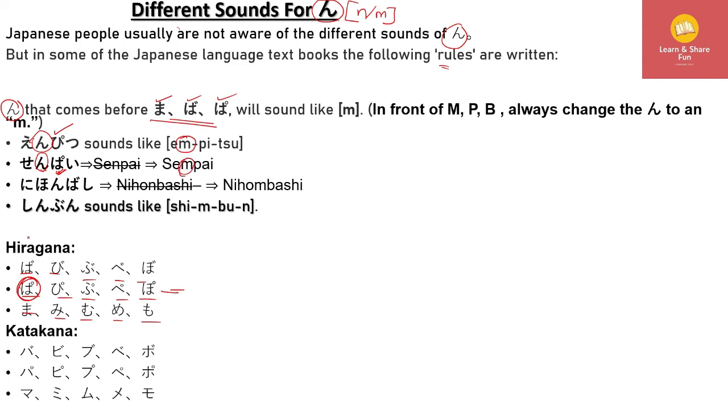In the next example, the letter comes before ba letter and hence it will sound like ma, and the pronunciation is Nihonbashi. Nihonbashi. The next word is shimbun. Shimbun. For your better understanding, please pause this video and read the rules again.